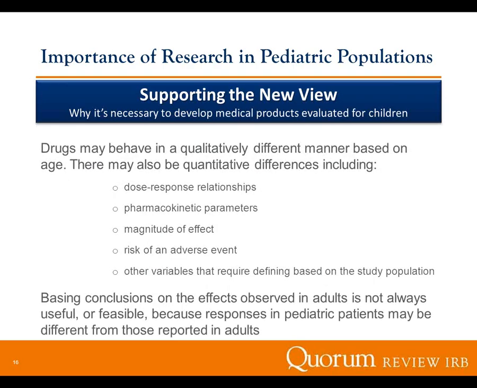And finally, drugs may also behave in a qualitatively different manner based on age. There also may be quantitative differences, including dose-response relationships, pharmacokinetic parameters, magnitude of effect, risk of adverse event, and other variables that require defining based on the study population. So what this means is basing conclusions on the effects observed in adults is not always useful or feasible because responses in pediatric patients may be different from those reported in adults.